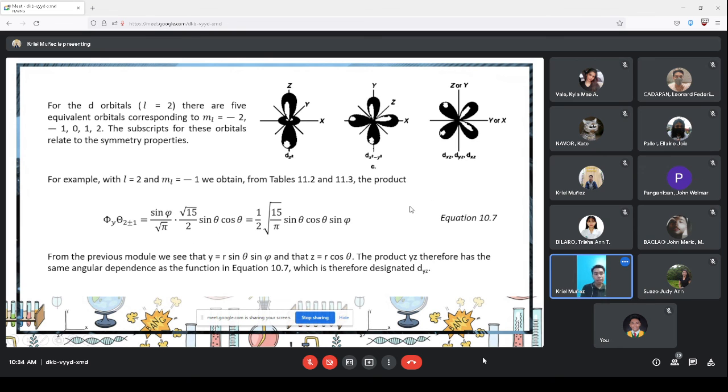Okay? dyz. And if you're going to look at the wave function, when you calculate, for example, if you took phi x or phi z, then multiply it with this theta equation, you would see, class, that our angular dependence would be just the same as the product of yx and the product of zx. Okay? So that's the reason why we have the designations dyz, dxz, and dyx.